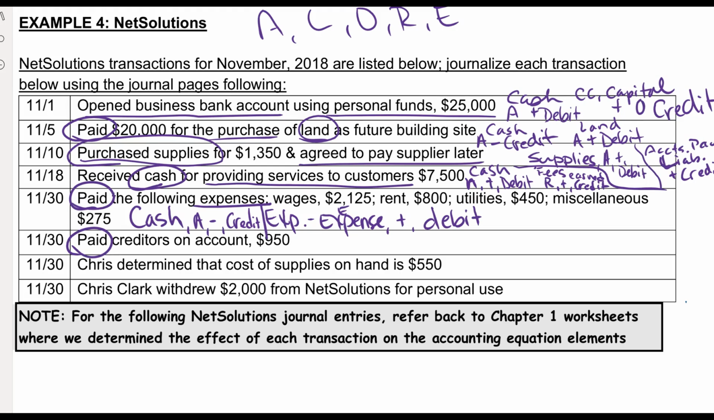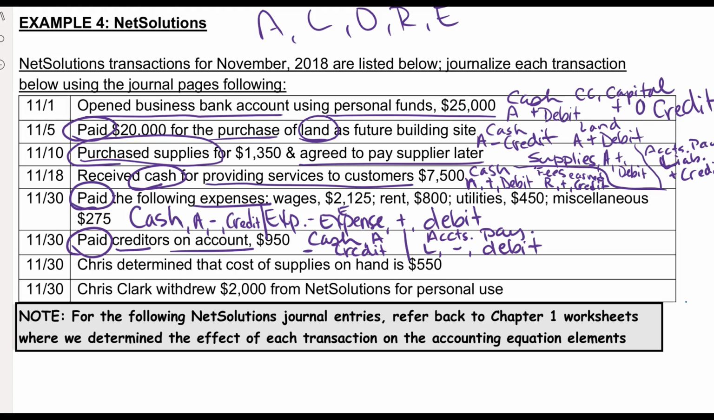All right, the next one, paid creditors on account. So that means the Net Solutions paid, so that tells us cash. What did they pay? Creditors on account. Well, creditors are people that they owe, and they're paying on account. So that would be accounts payable. So our cash is decreasing because we are paying money out. Cash is an asset, so we will credit cash. Accounts payable is a liability. It is also decreasing, and we decrease liabilities by using a debit.